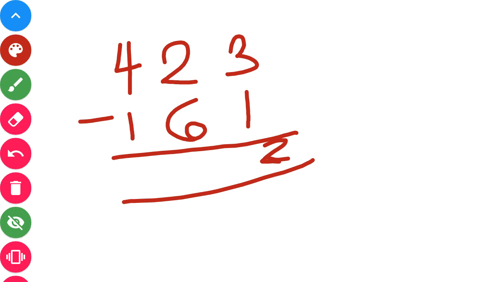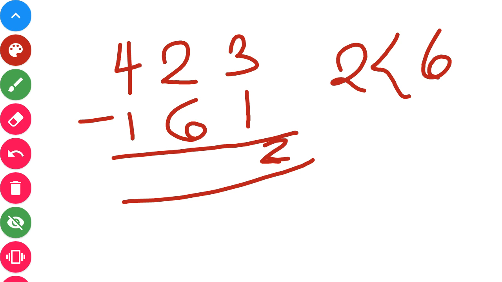Okay, now moving toward tens place. So which number are we having at tens place? We are having 2 and 6. So can we subtract 6 from 2? No. We can't do this. Why? Because 2 is smaller than 6. So what will we do? We will take borrow.